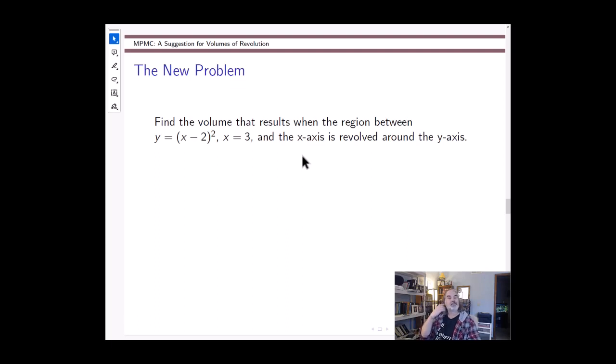y equals (x minus 2) squared, x equals 3, and the x-axis being the boundaries, revolving that around the y-axis. Now we can just build that integral formula straight up using the regular old solid of revolution volume formula through integration: 2 pi x f of x. Just now the function is (x minus 2) squared, and we're integrating from 0 to 3.